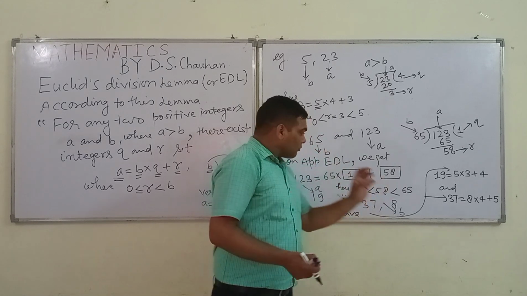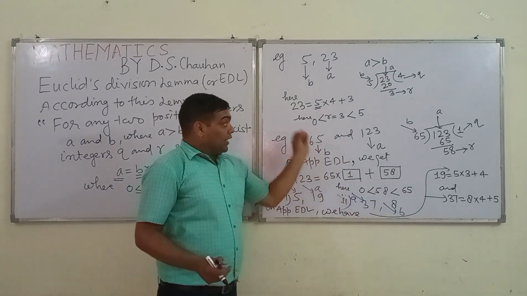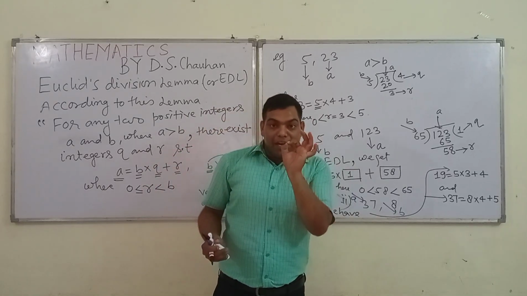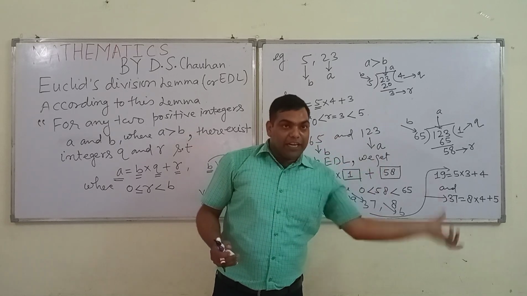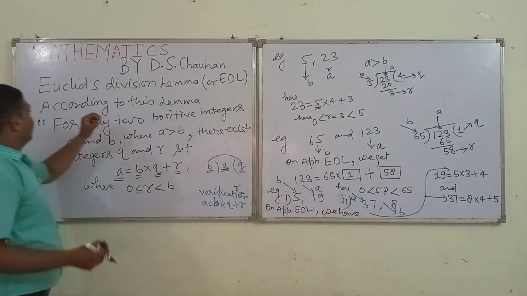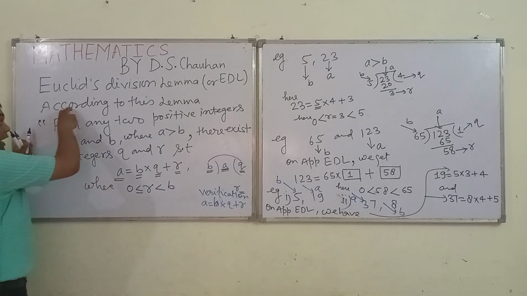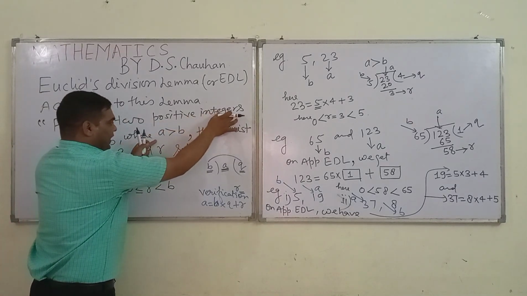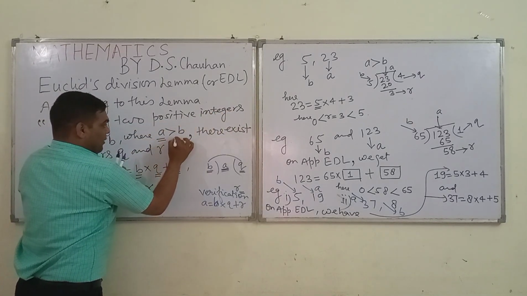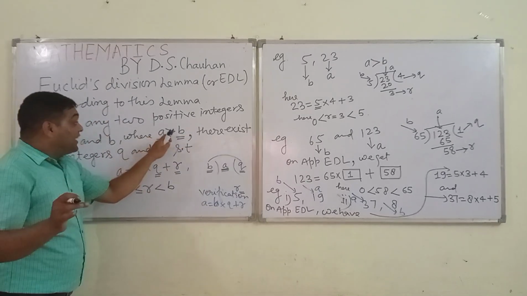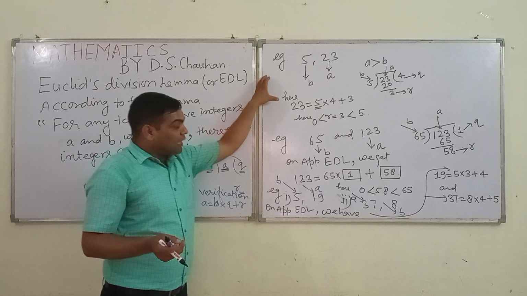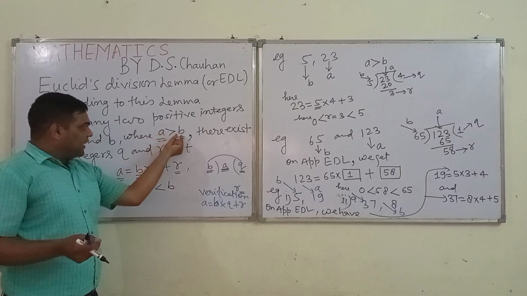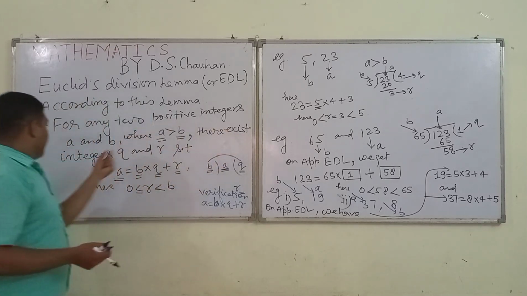So now I hope it is clear to all my students what Euclid division lemma is and how we can express a number in terms of another number. Again we come back to the lemma: for any two positive integers A and B where A is greater than B. In all the 4 examples we have followed this point where A is greater than B.